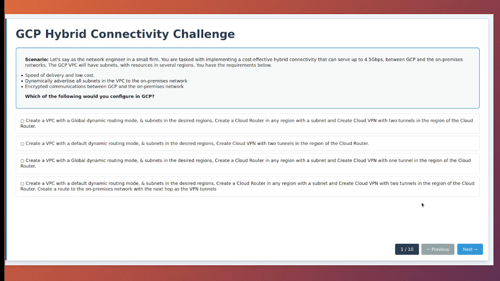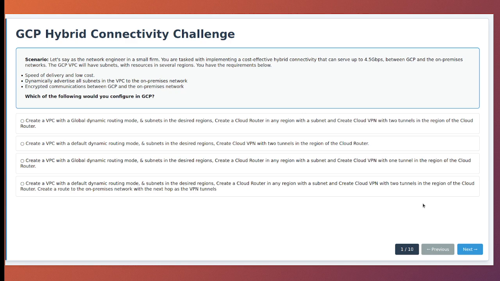The requirements listed are: speed of delivery and low cost. Dynamically advertise all subnets in the VPC to the on-premises network. And encrypted communications between GCP and the on-premises network. Then the question asks, which of the following would you configure in GCP? We have 4 options to evaluate.